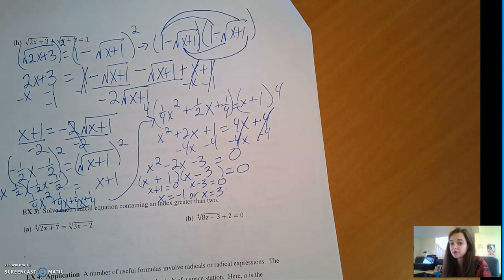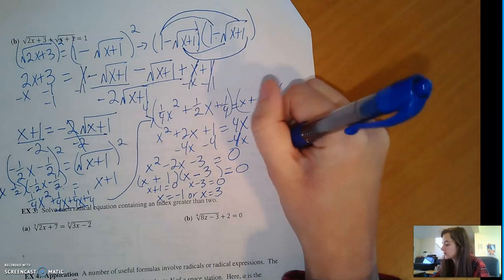And like all the other problems we've done today, you need to check your answers, especially in this case when you square both sides. You can absolutely create solutions that weren't there originally. So let's plug these into the original equation and just check to make sure they both work.